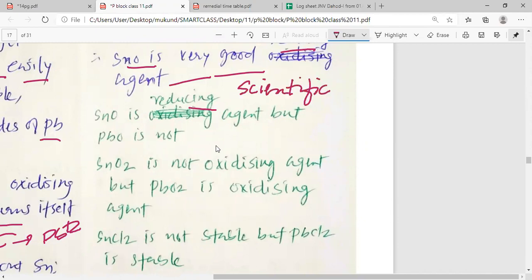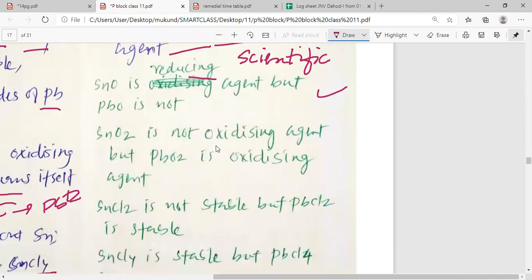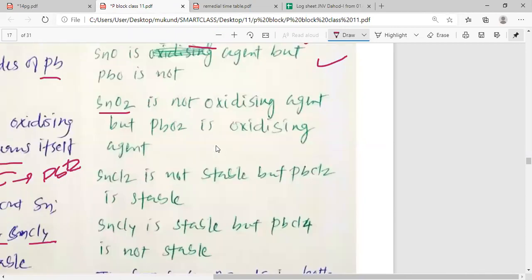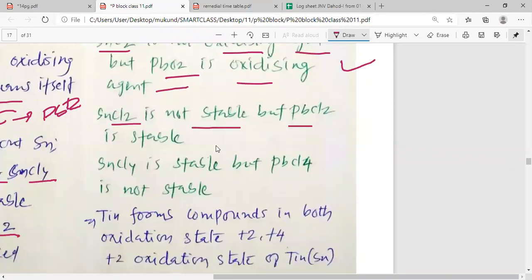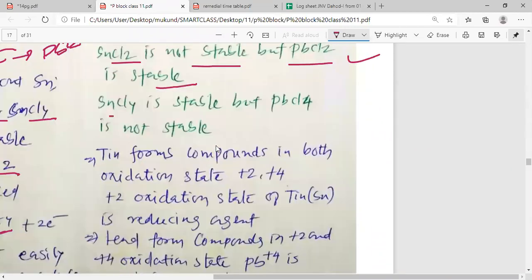my dear students, that SnO is a reducing agent but PbO is not. This is the kind of question they may ask you. They may ask you SnO2 is not an oxidizing agent but PbO2 is an oxidizing agent. They may ask you SnCl2 is not stable but PbCl2 is stable. They may ask you SnCl4 is stable but PbCl4 is not stable. So these are the various consequences of the inert pair effect. That is what you can easily understand.